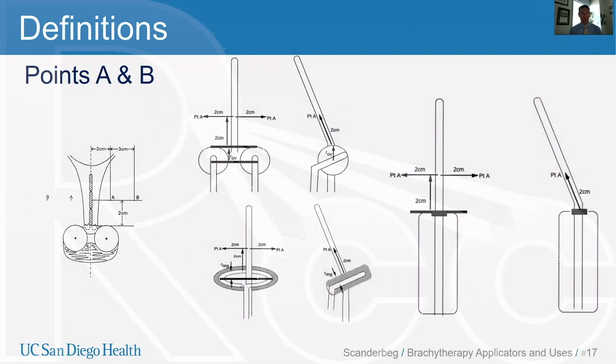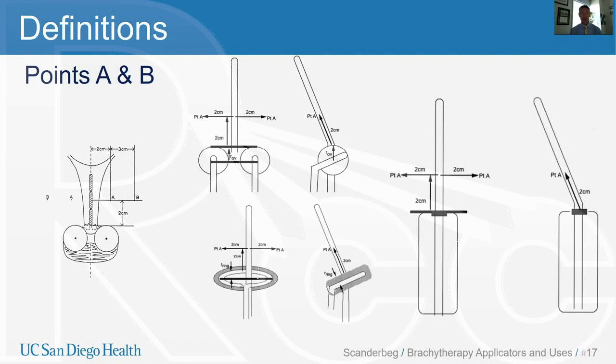So here is the generic diagram of point A on the left. Again, it's physically located 2 centimeters superior to the external cervical os and 2 centimeters lateral to the tandem applicator. Point B is an additional 3 centimeters lateral, so 2 cm superior and 5 cm lateral. This description is from the original Manchester system of implants.